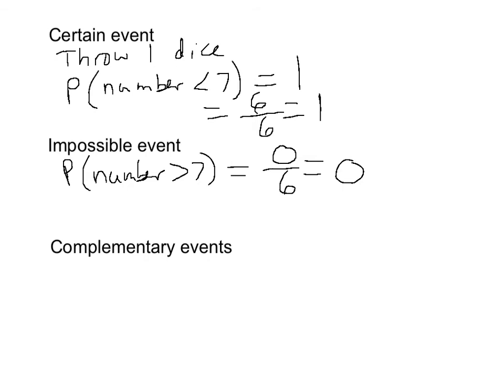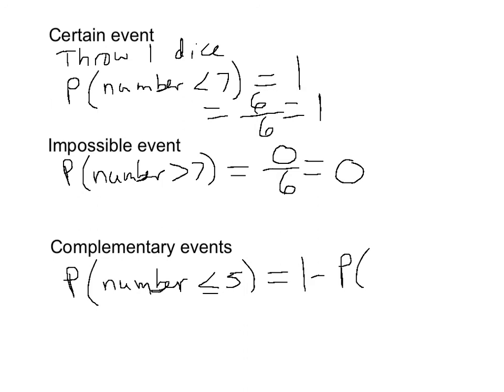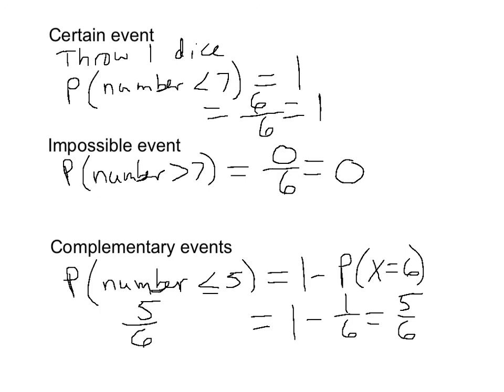Complementary events are events whose probabilities sum to 1. For instance, if I wanted to find the probability that I would throw a number less than or equal to 5, that would be the same as 1 minus the probability that I would throw a 6, where x is equal to the number of spots that shows up. In other words, there are 5 sides of a dice whose spots are less than or equal to 5, so that would be 5 out of 6. But I could also find that by finding 1 minus the probability that I would get a 6. 1 minus 1/6, which is 5/6.